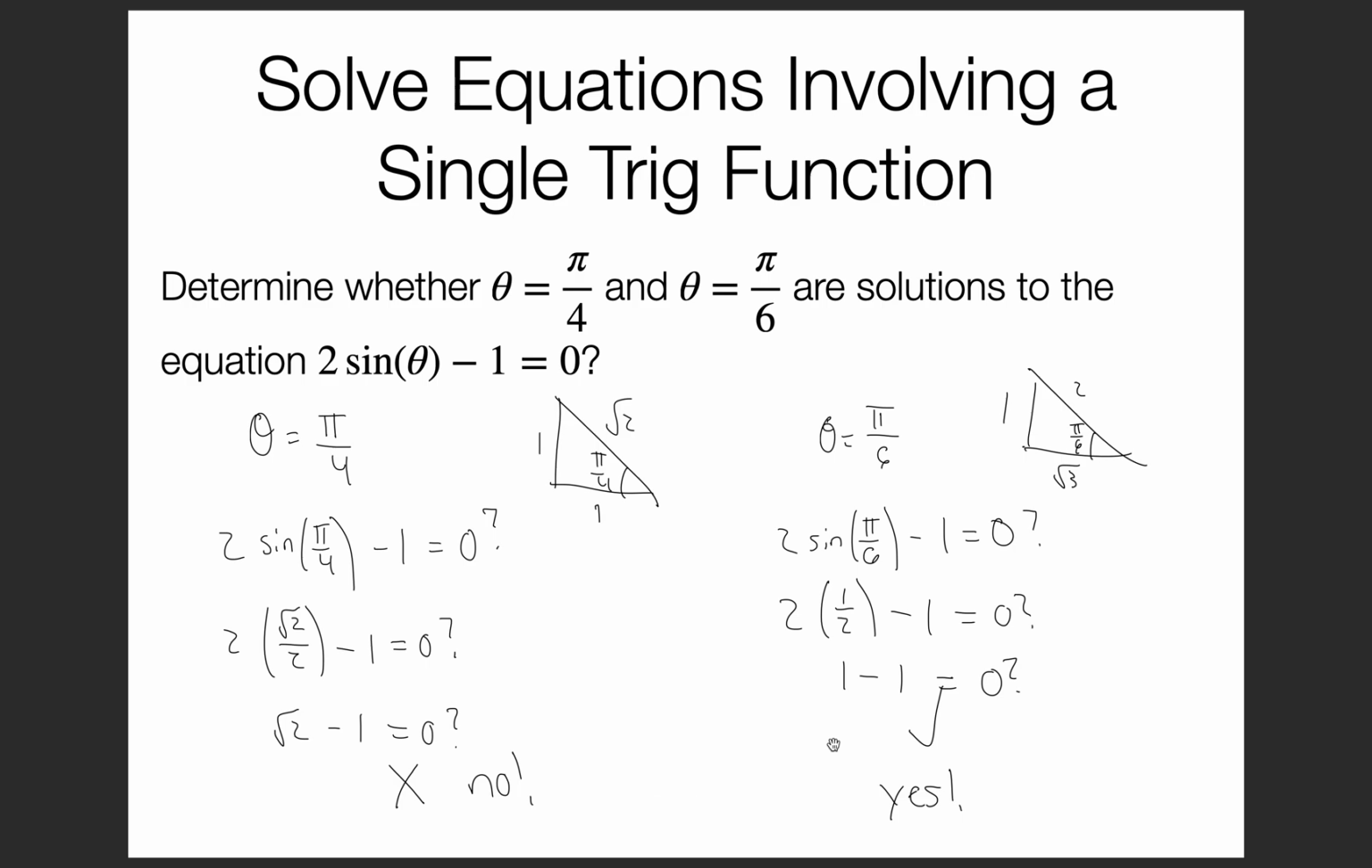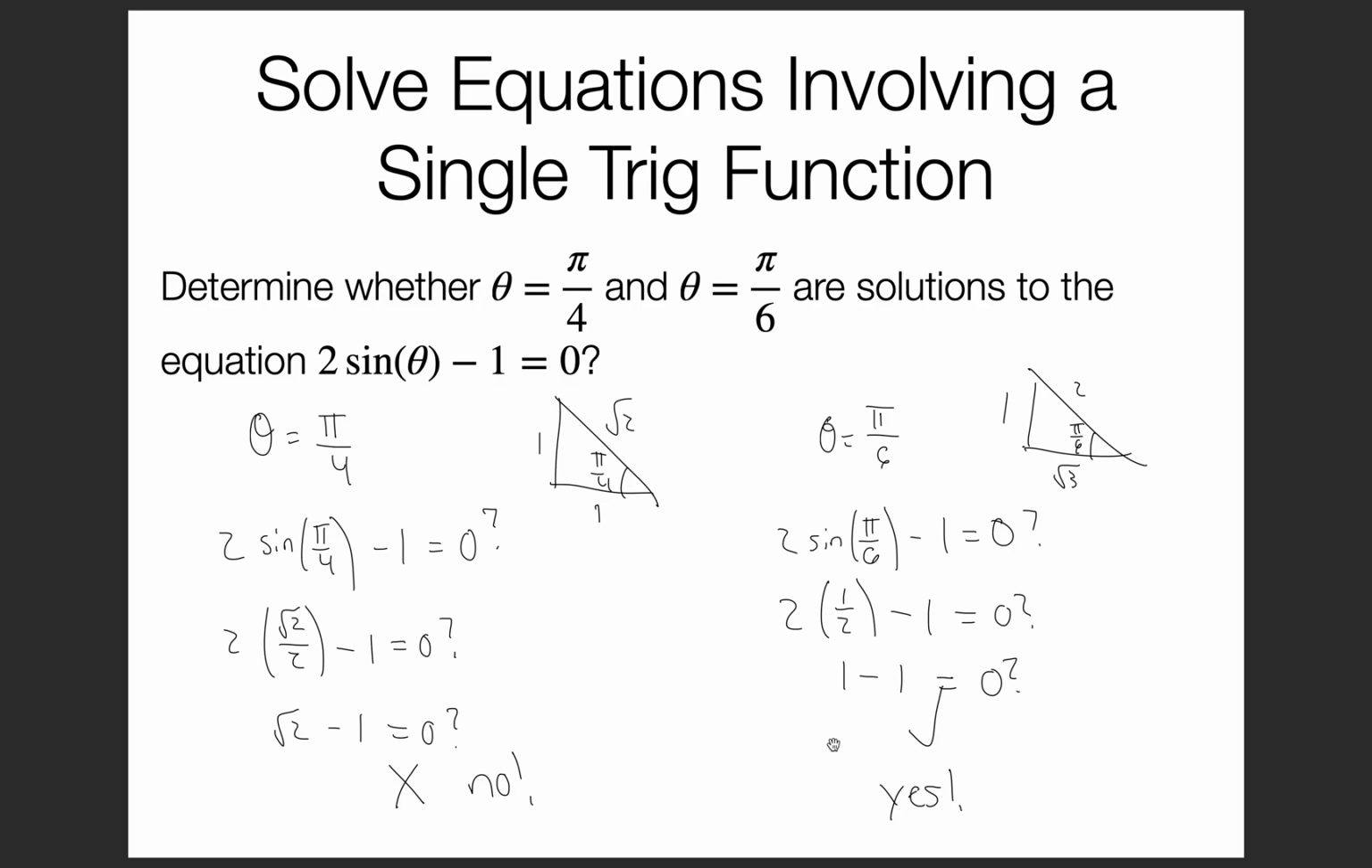So again, in these slides, I've solved the equations out, and then I'm going to talk through it, so all the work is there. I'm just going to talk through what I'm doing. So this first question says, determine whether pi over 4 and pi over 6 are solutions to the equation 2 sine of theta minus 1 equals 0. So this is not going to involve any inverse trig functions at all, but it's still something of interest and it's included in this section.